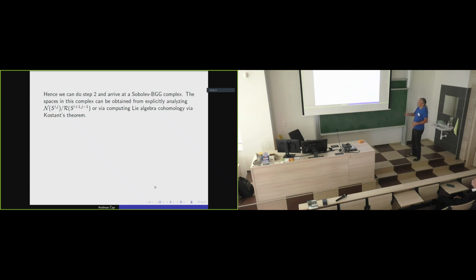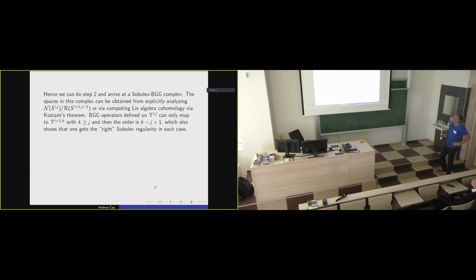Okay, and then you just do step 2, you come to a Sobolev BGG complex, and the spaces in this complex can be either obtained by applying Kostant's theorem to compute Lie algebra cohomology, or you can say we just know what they are, or if you are in applied mathematics and don't want to use Kostant's theorem and compute with highest weights, you can just compute this explicitly rather easily, at least in simple cases.